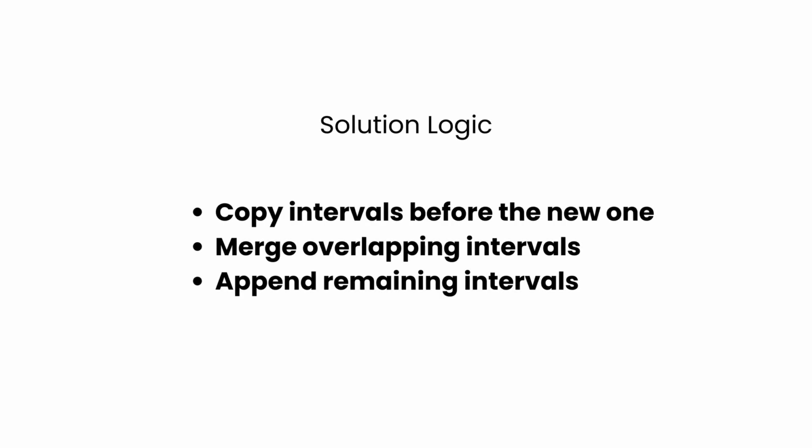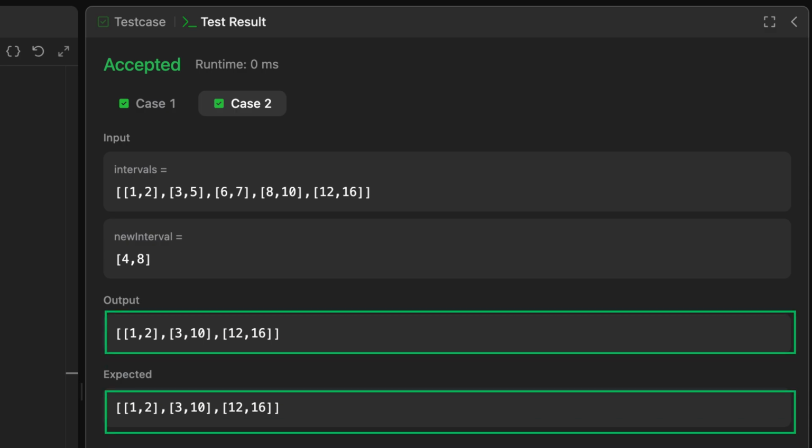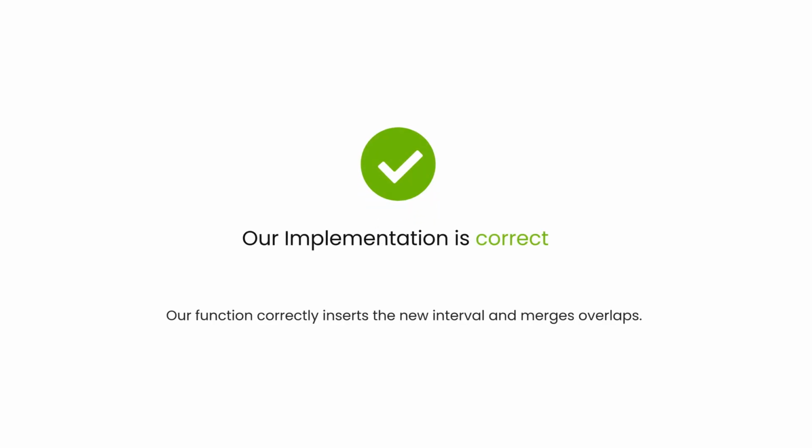Copy intervals before the new one. 1 to 2 comes before 4 to 8, so keep 1 to 2. Merge overlapping intervals. 3 to 5, 6 to 7, and 8 to 10 all overlap with 4 to 8 and merge into 3 to 10. Append remaining intervals. 12 to 16 stays as is. The final merged intervals are 1 to 2, 3 to 10, and 12 to 16. Our function correctly inserts the new interval and merges overlaps. Clean, accurate, and efficient. Let's have a quick recap.